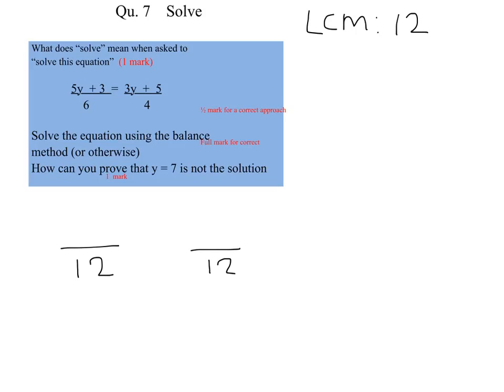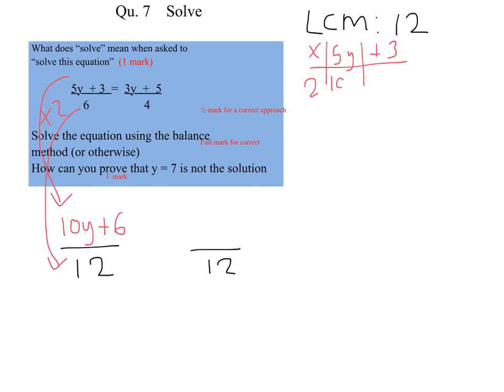So the first one to get to 12 is going to be times by 2. So we need to do the same to the top. So 5y times 2 is 10y, and 3 times 2 is 6. And again, remember you could use your grid method, 5y plus 3 times by 2, 10y plus 6.